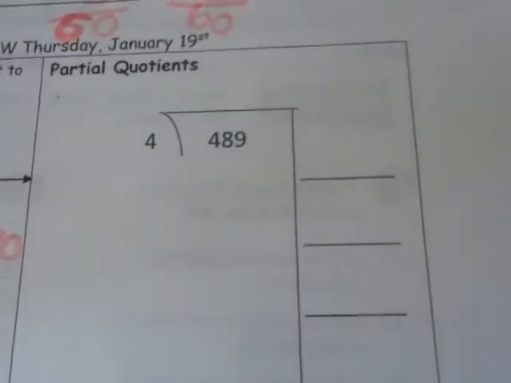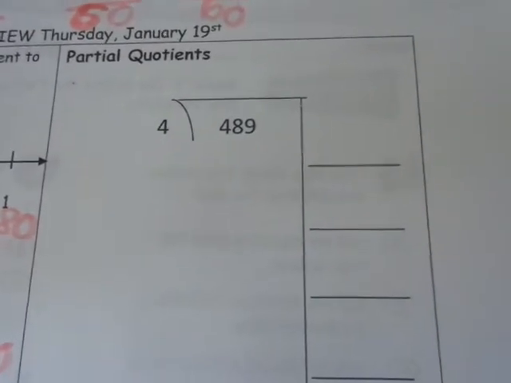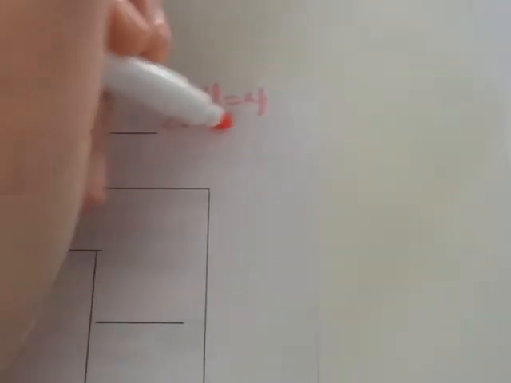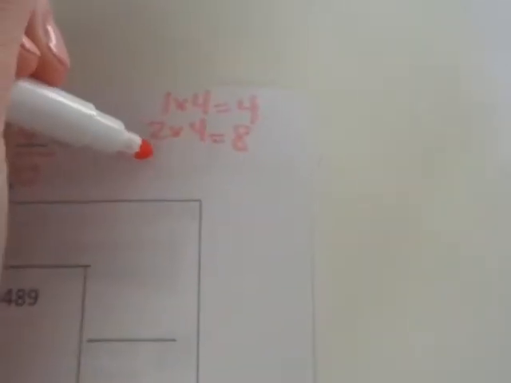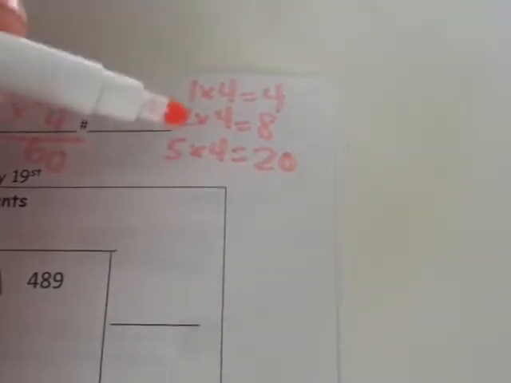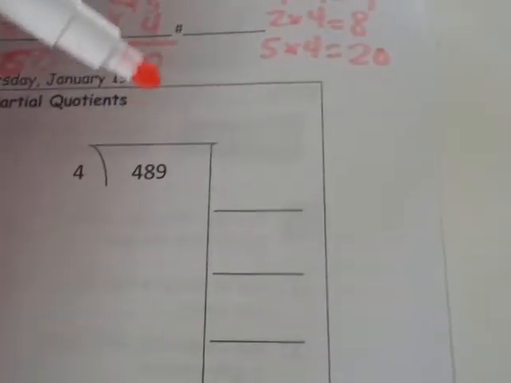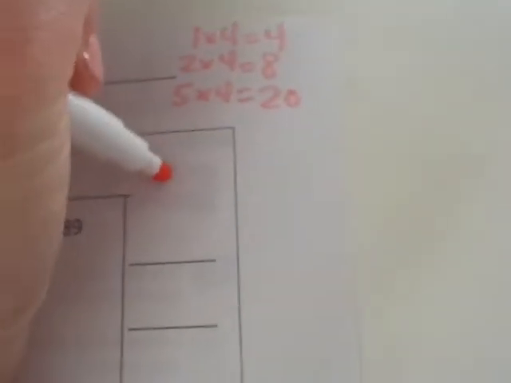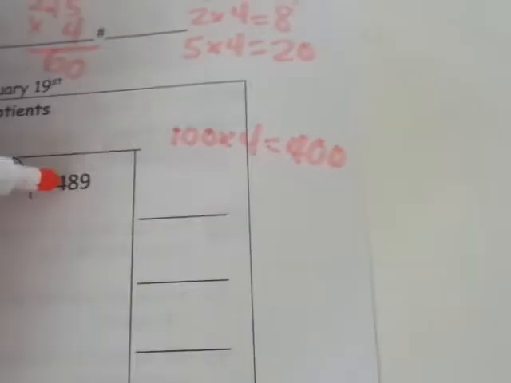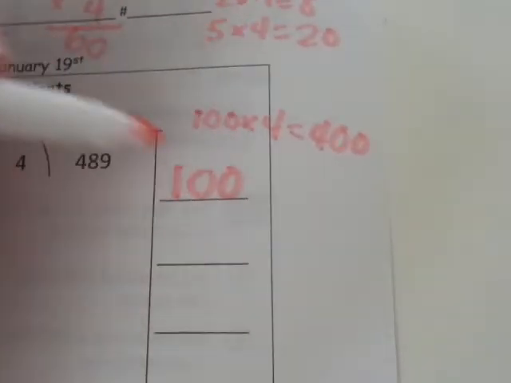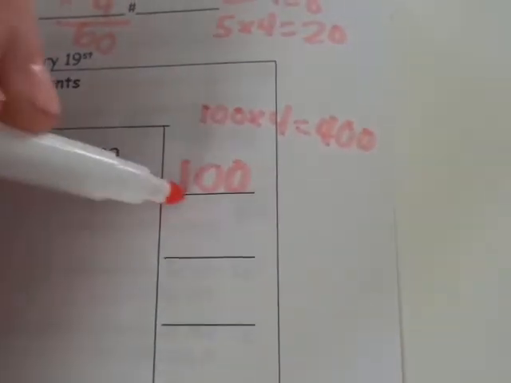Alright, another division statement of 489 divided by 4. And if you want, you can make your cheat sheet. You can pause and make yours like I'm making mine. What I'm trying to do here is just get my mind thinking about how many times 4 can go into 489. Well, I'm going to jump down to 100 because I know it can go in 100 times, because 100 times 4 is 400.